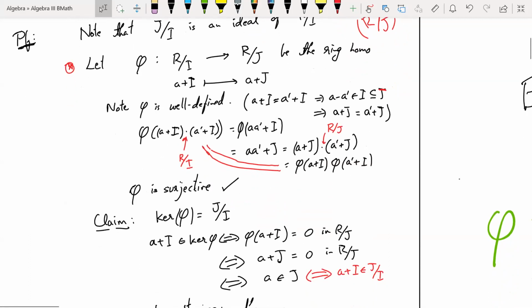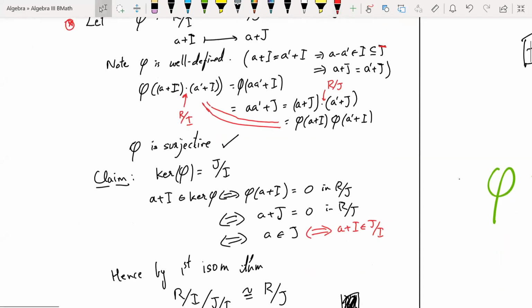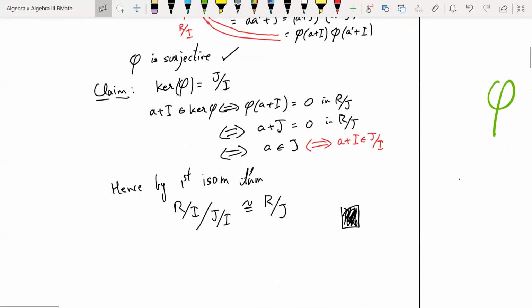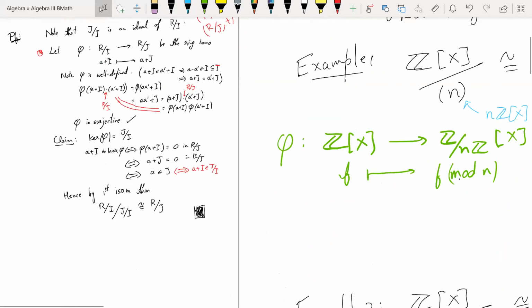Now we look at the kernel. The claim is that the kernel of phi is equal to J mod I. a plus I belongs to the kernel of phi if and only if phi of a plus I is 0 in R mod J. Phi of a plus I is a plus J, and that is 0 in R mod J if and only if a belongs to J, which is equivalent to a plus I belonging to J mod I. So by the first isomorphism theorem, R mod I mod the kernel, which is J mod I, is isomorphic to R mod J. Okay, so this is the third isomorphism theorem.